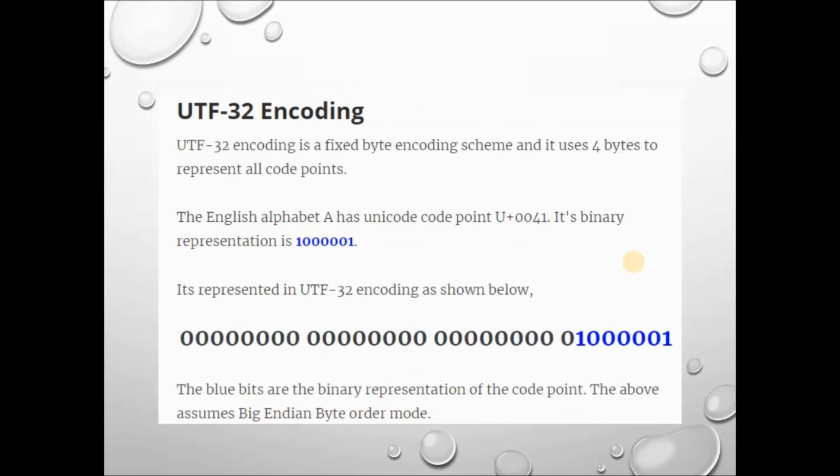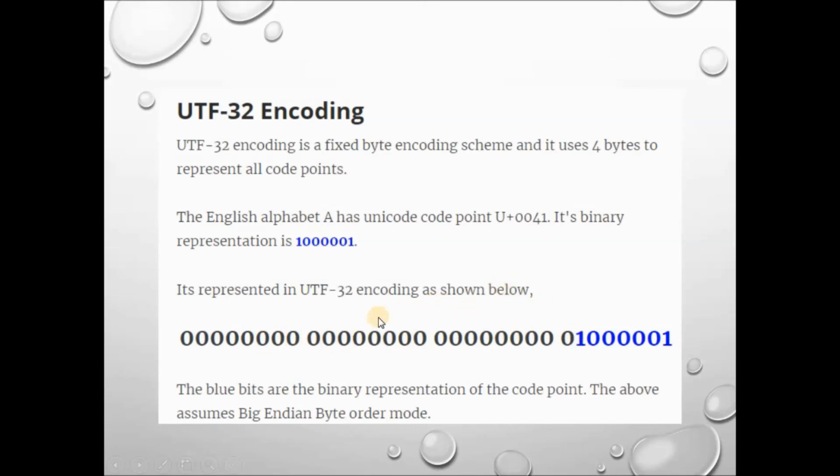After that, UTF-32 encoding. UTF-32 is a fixed size encoding scheme, and it uses 4 bytes to represent all code points. That means 32 bits, which is 4 bytes of 8 bits each. So you write it like this. This is the binary number of A, 100001, and the remaining bytes are filled with zeros.